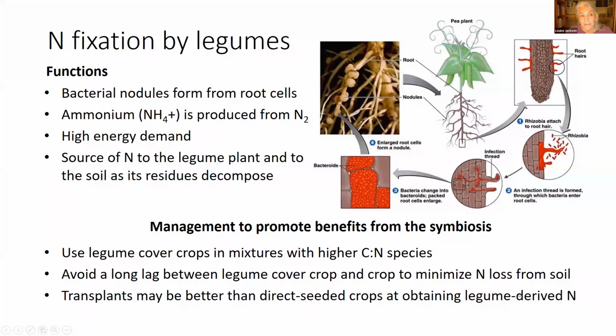Just briefly, I'll mention nitrogen fixation by legumes. Over here on the left, what we see are bacteria invading the root through root hairs. They put infection threads into the root and then colonize inside cells to form the nodules that Margaret also showed you. And inside that nodule, ammonium is produced from N2 gas.